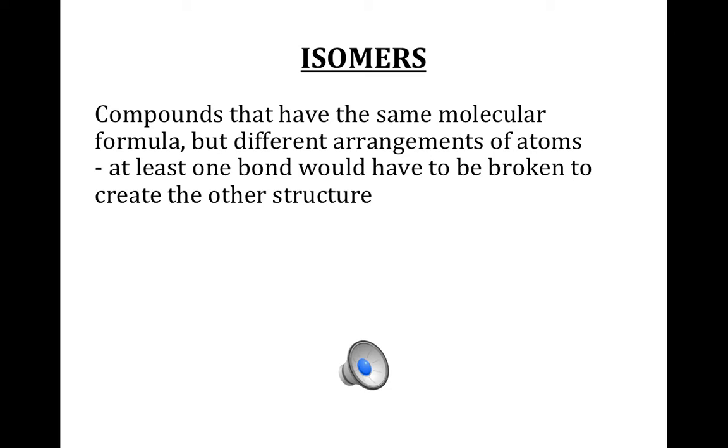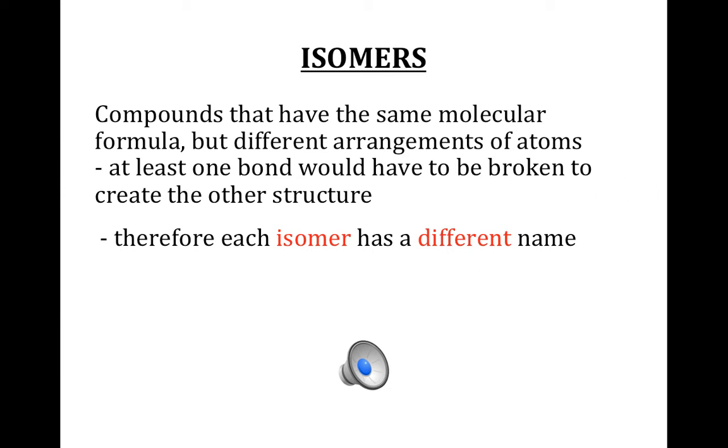Well, iso means the same. And so what we're looking at are molecules that have the same molecular formula but different arrangement of atoms. And that means they would have different structural formulas. They're going to end up with different names. And it says at least one bond would have to be broken to create the other structure. And of course, if we're breaking bonds, then we're going to reform bonds.